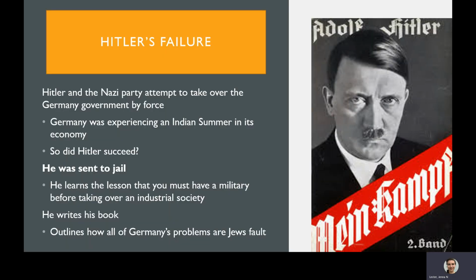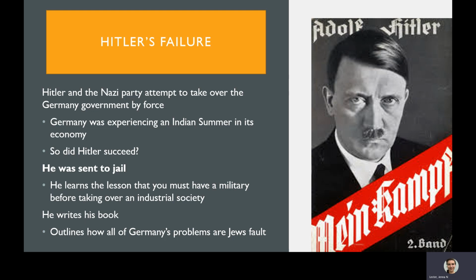Okay, so Hitler's first failure is that Hitler and the Nazi Party did attempt to take over the German government by force, but it was during an Indian summer in the economy. The term Indian summer means like a brief period of goodness, basically.